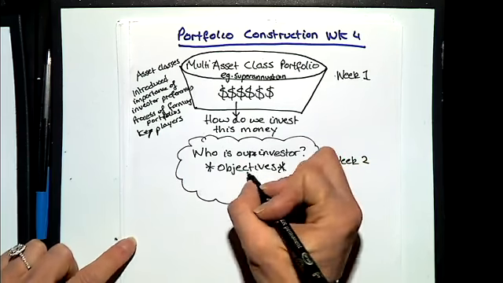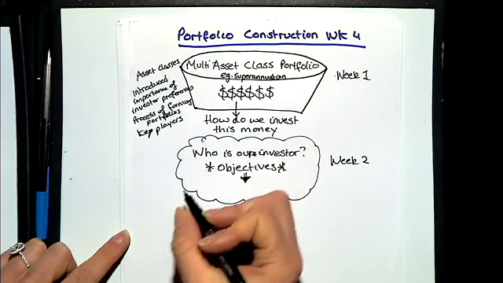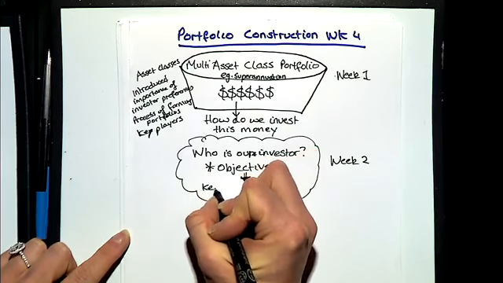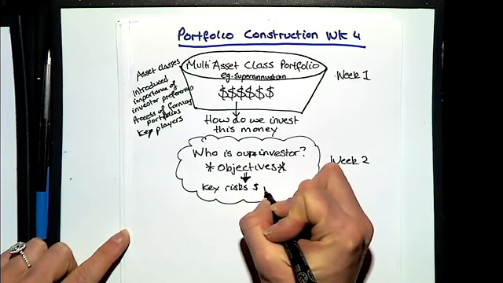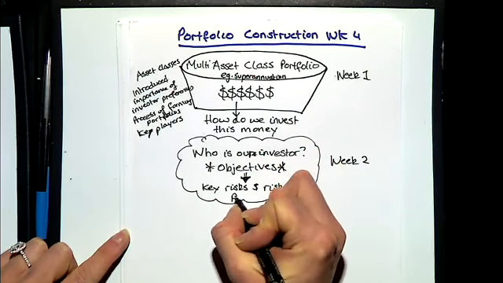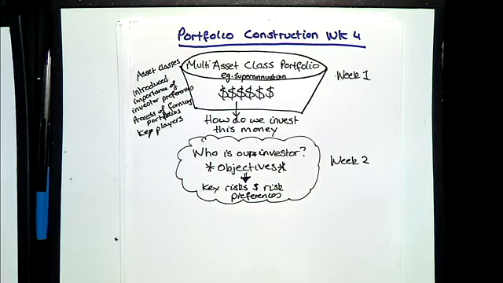And by the way, because their objectives differ, that also means that their key risks will differ, and so will their risk preferences. So what are some of the key risks that investors might take? I'm going to put the first one down.